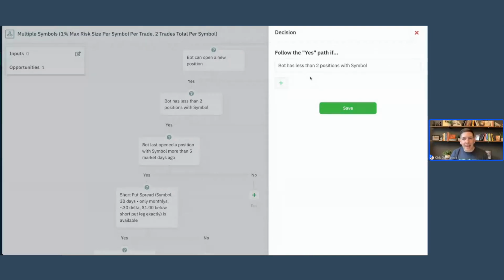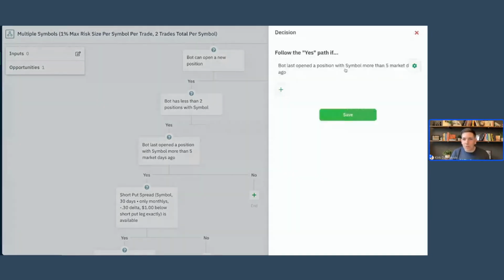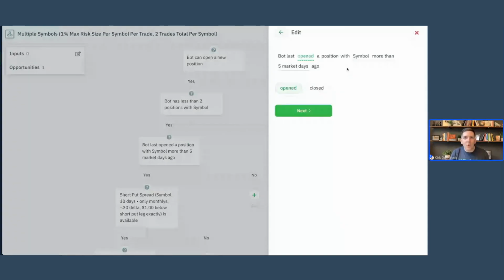The bot has less than 2 positions with this symbol. So it could have 0, it could have 1, but it's got to have less than 2, and less than 2 is 0 or 1. So if I want 3 positions per symbol, or 5 positions, whatever, knowing that my bot still has a limit of 10, then I could adjust that to whatever I want. Now in the next step, you say the bot last opened a position with this symbol, whatever symbol it's going through, more than 5 days ago, more than 3 days ago.